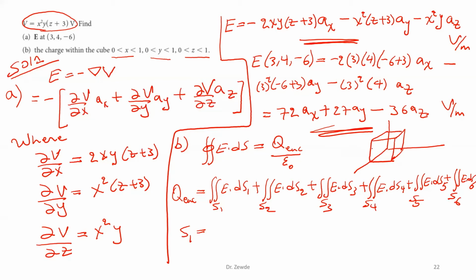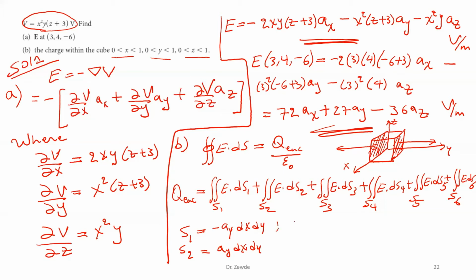Right, let's say this is X, Y, and Z. So S1 is this side pointing along the minus Y direction, so S1 is minus AY dx dy. S2 is AY dx dy. Let's say S2 is this side. S1 is this side.